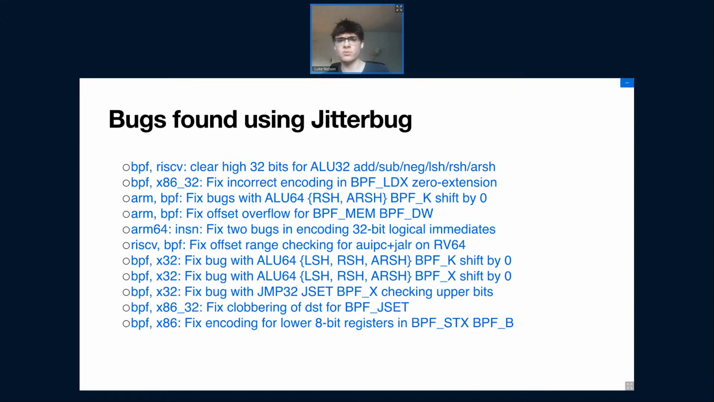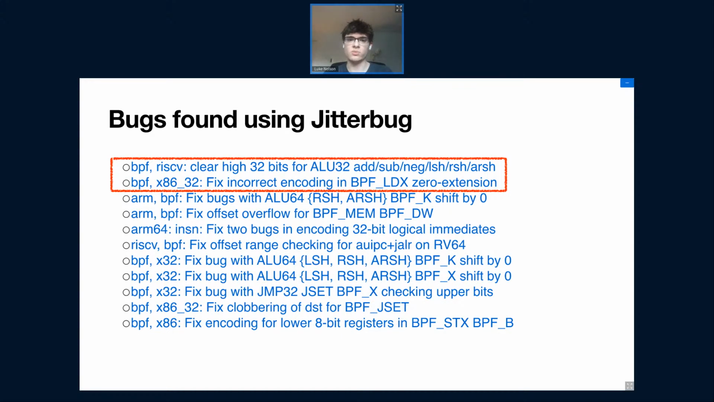Of these 41 bug fixing commits that we looked at, 11 of them were bugs that we fixed because we found them by applying verification using Jitterbug. And these are across a variety of different architectures. In the interest of time, to give you an example of what bugs in BPF JITs can look like, I will show you the details of just these first 2.